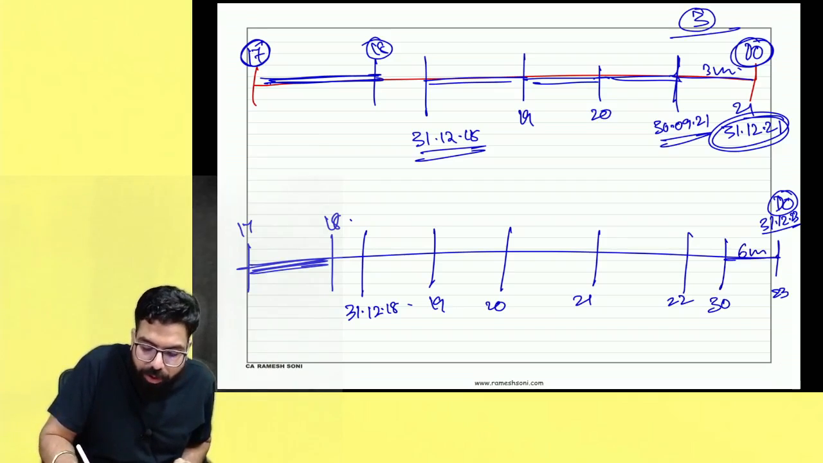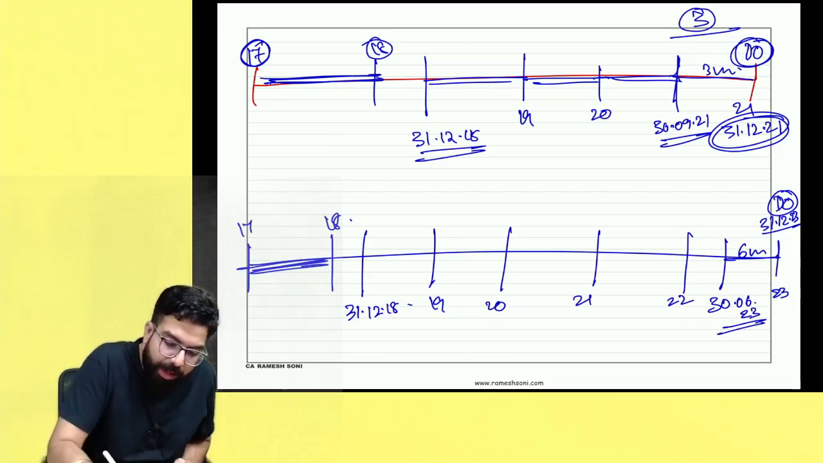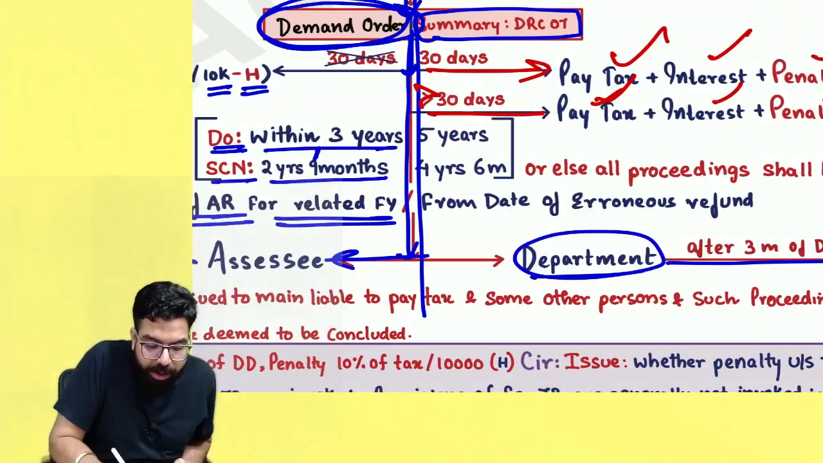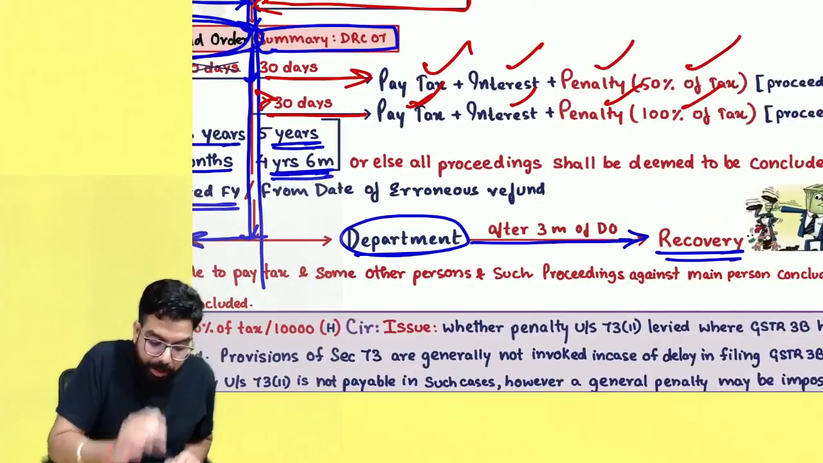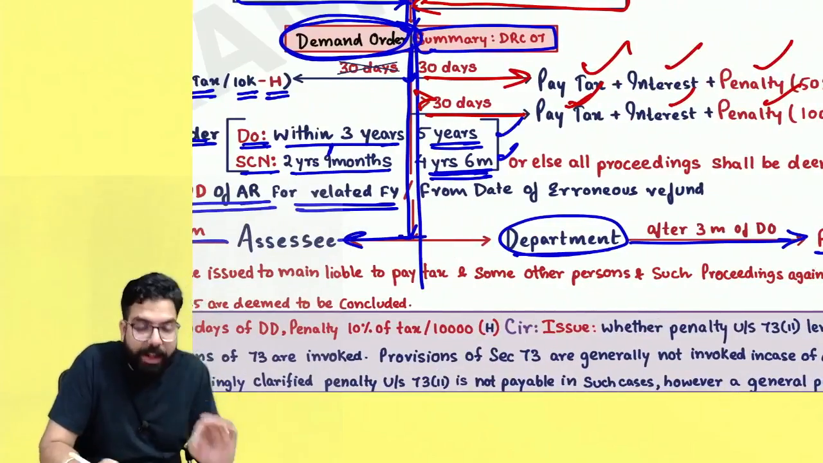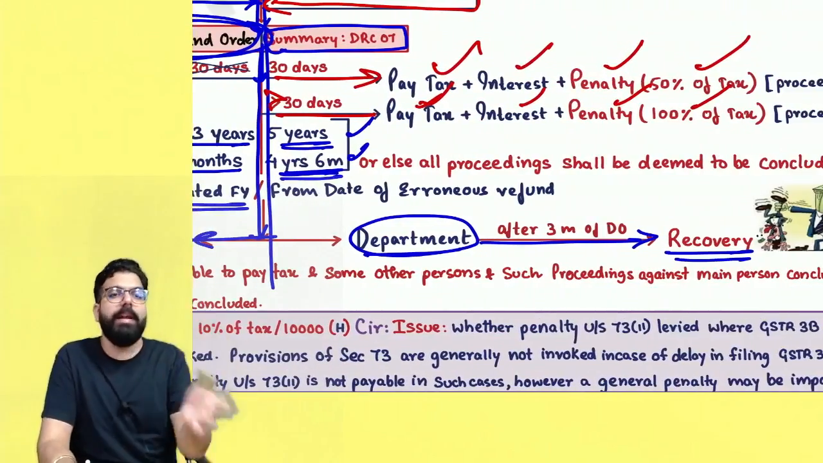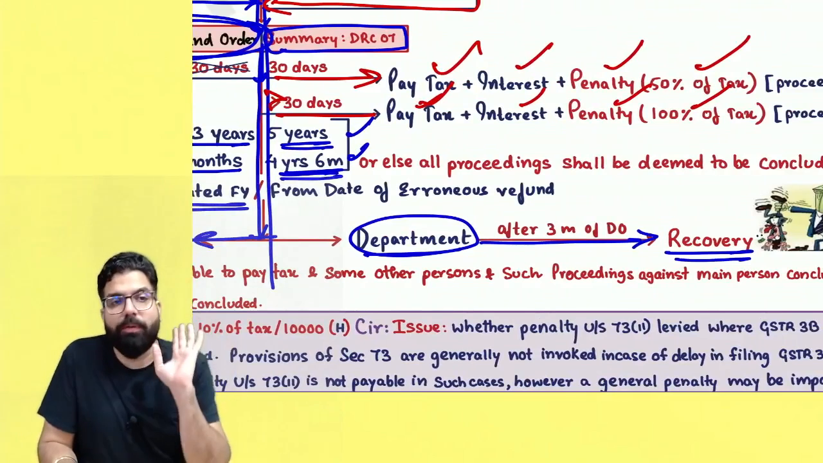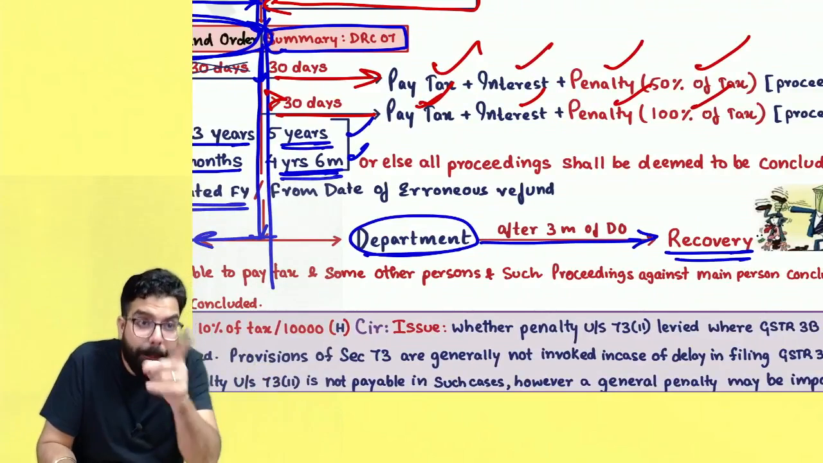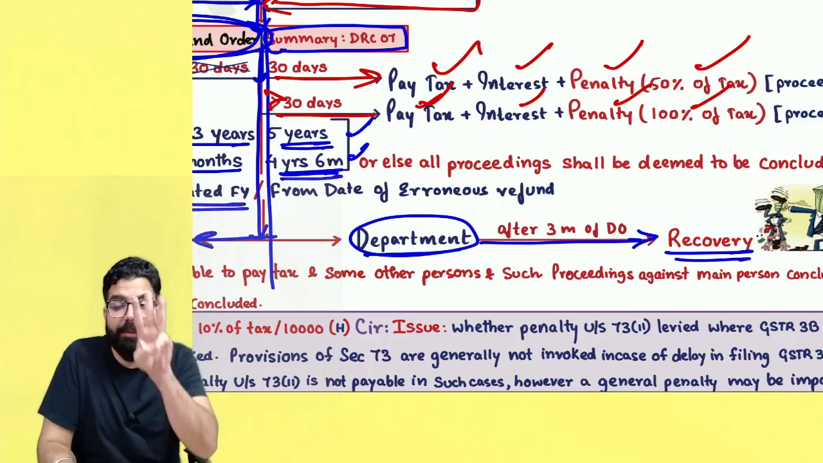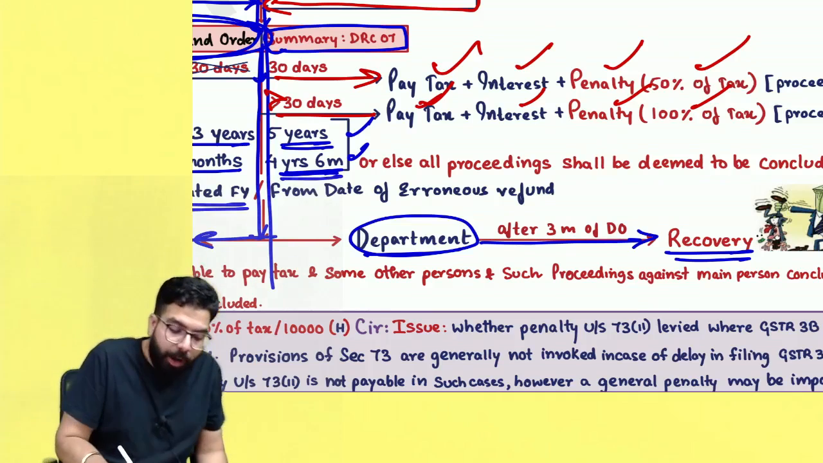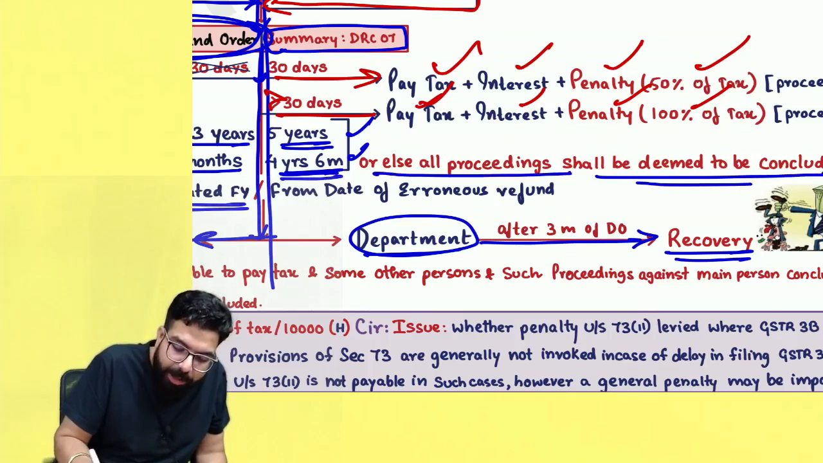And hence the show cause notice should come by 30th June 2023. So here it is told, see, 4 years and 6 months is the time limit for the show cause notice, and for the demand order it is 5 years. Sir, remember always, if the demand order is not raised within 3 years or 5 years with an appropriate show cause notice, wherein the gap of 3 months and 6 months is given, sir, then all the proceedings shall be deemed to be concluded.